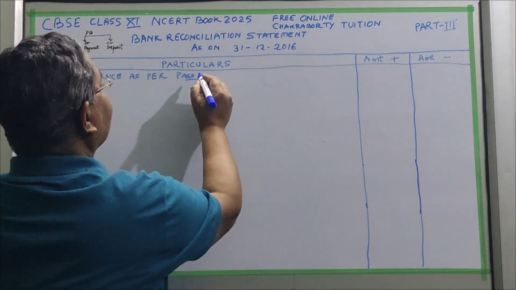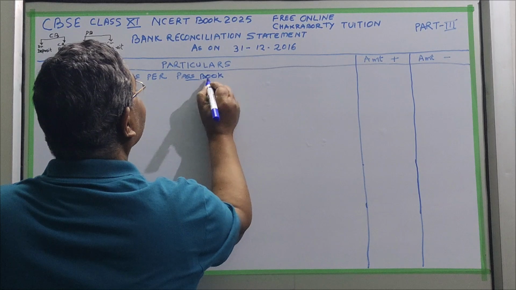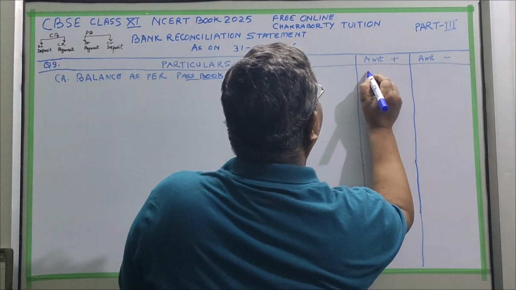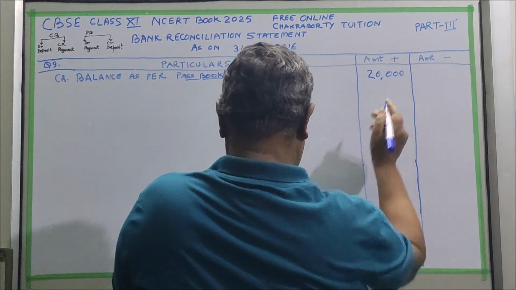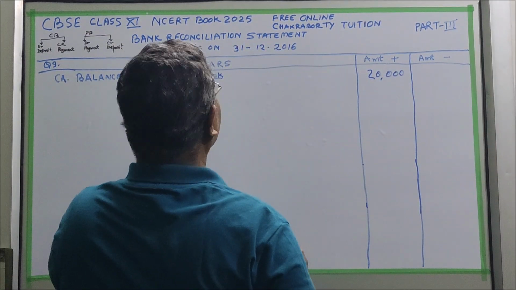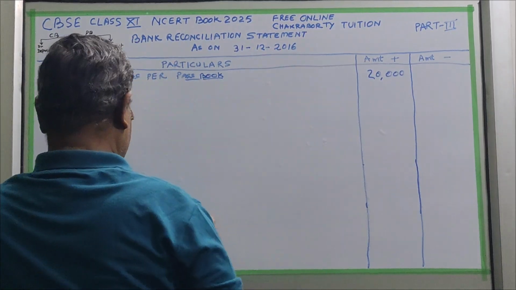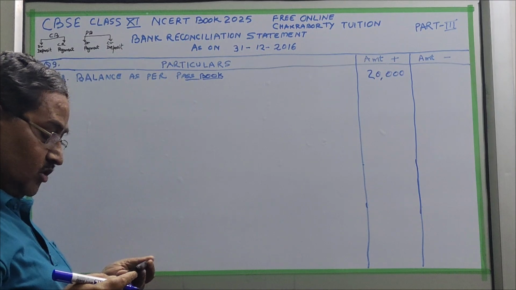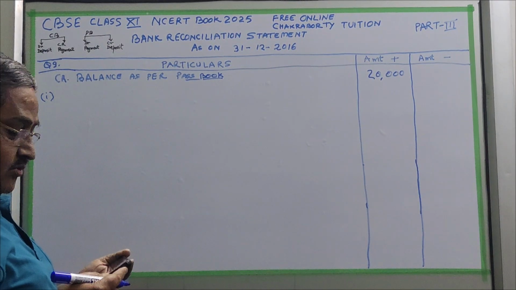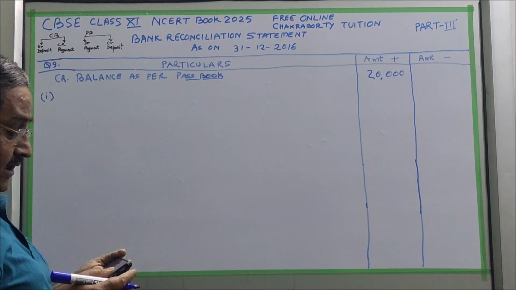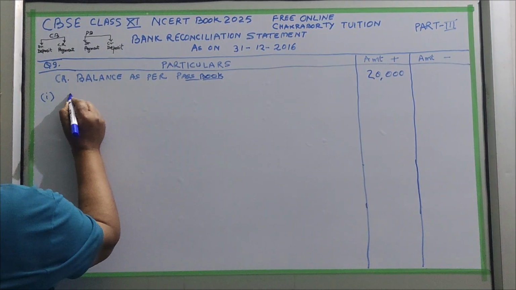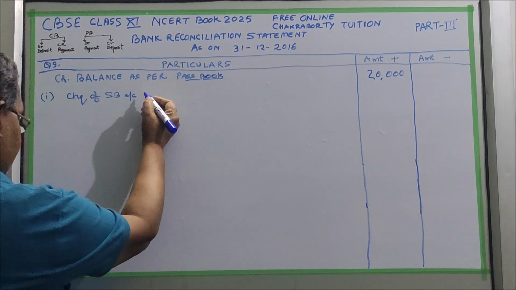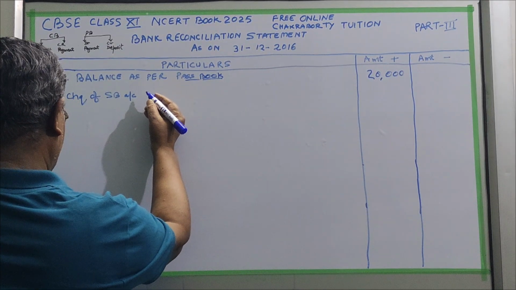So the credit balance in the passbook will go to the plus column. The credit column shows a balance of 20,000 as on December 2016, the same date. Okay, now point number 1. A check of 4,000 drawn on his savings account has been shown in the current account.